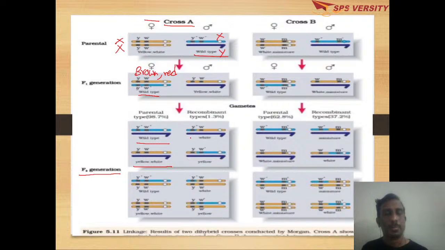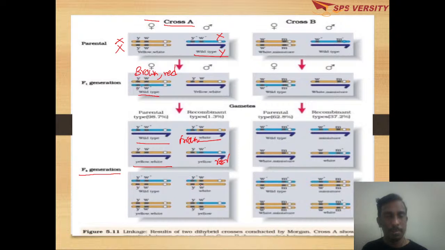Another one is brown bodied, white eyes. Another one is yellow body, red eyes. So here, if you observe carefully in the males, there is a different combination, that is brown bodied white eyes and yellow bodied red eyes.